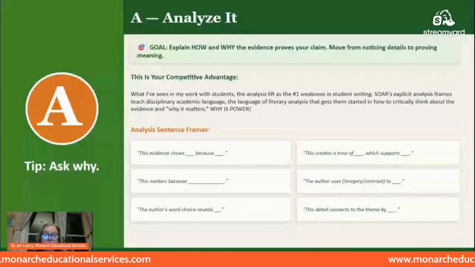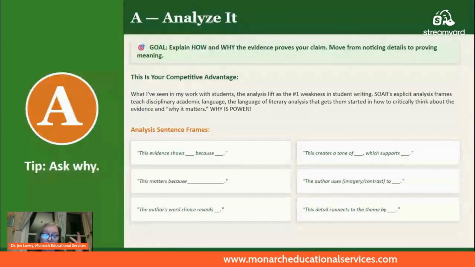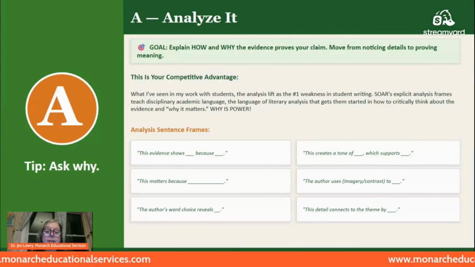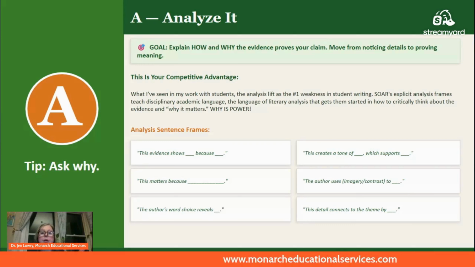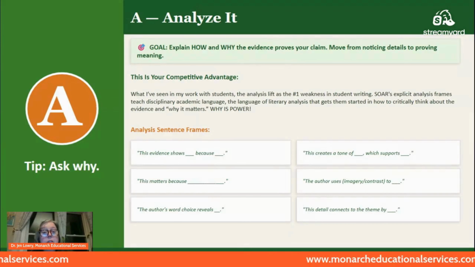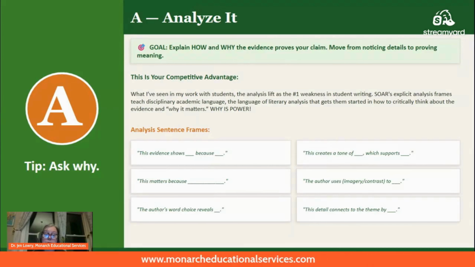So that's another tip. That's why my sentence frames actually have because or reveals, supports right there. This connects, this showcases, this highlights. So you're moving away from just rephrasing or paraphrasing. So what I've seen, I'm going to read this right off the screen for you guys because I think this is so important. And this is what I've seen in my work with students. This analysis lift is the number one weakness in student writing.